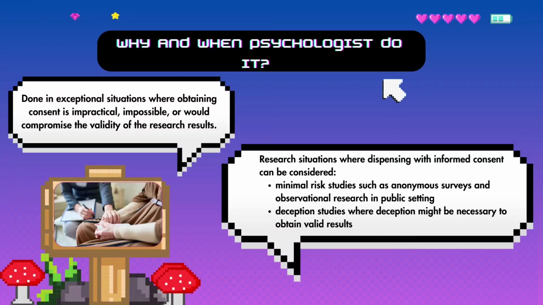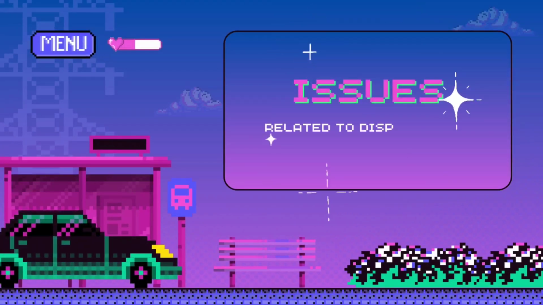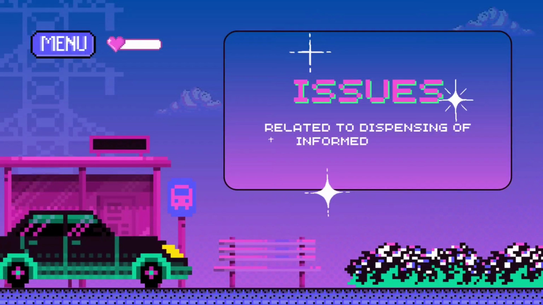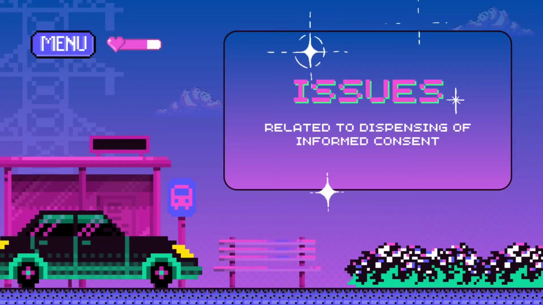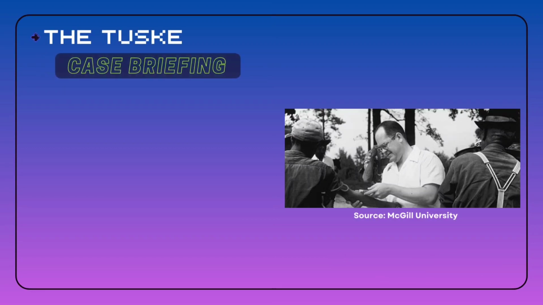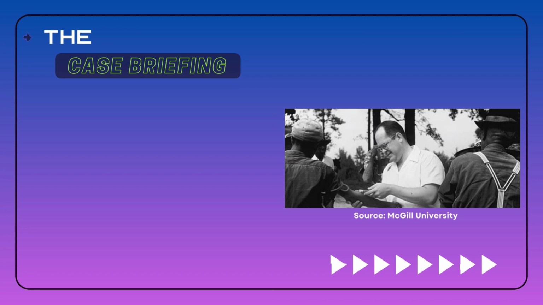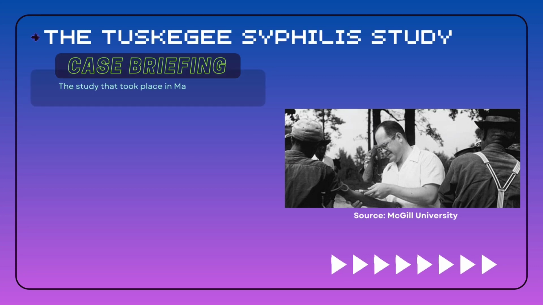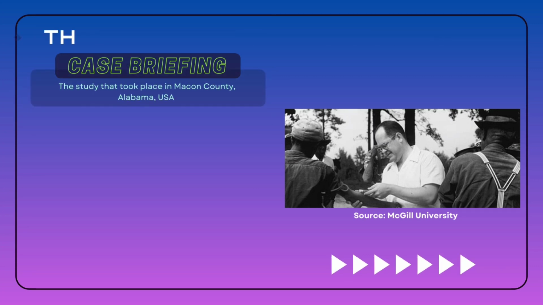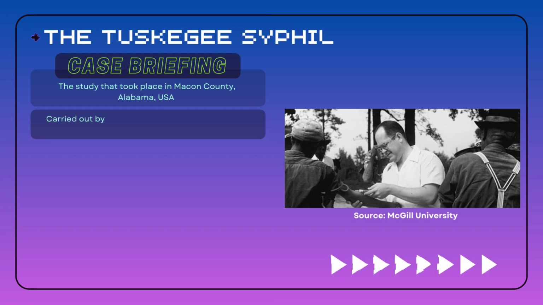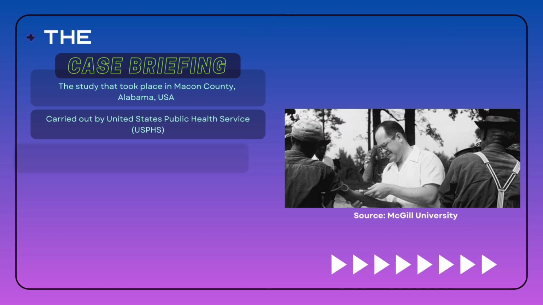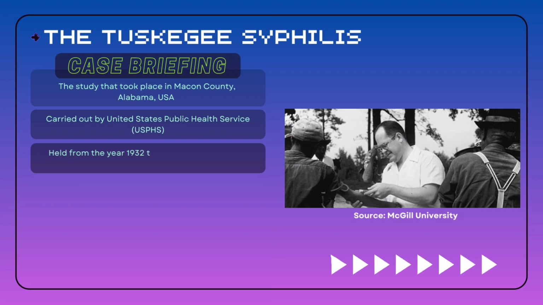To enhance our understanding further, let us look into an issue that arose from the misconduct of dispensing of informed consent. Let's begin with a case briefing for the Tuskegee syphilis study. The Tuskegee syphilis study took place in Macon County, Alabama, USA. The whole study was endorsed and carried out by the United States Public Health Service. The study was conducted between 1932 and 1972, for the course of 40 years.